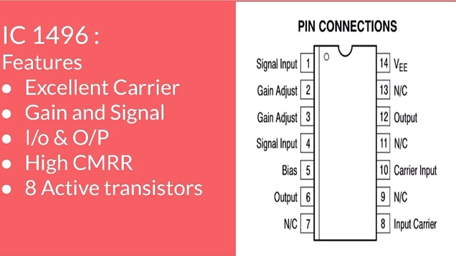This IC has some features. The 1496 has excellent carrier suppression. It also has adjustable gain and signal handling. It has balanced inputs and outputs, and a high common mode rejection ratio. This IC device contains 8 active transistors. Here we have the pin description for the IC 1496.